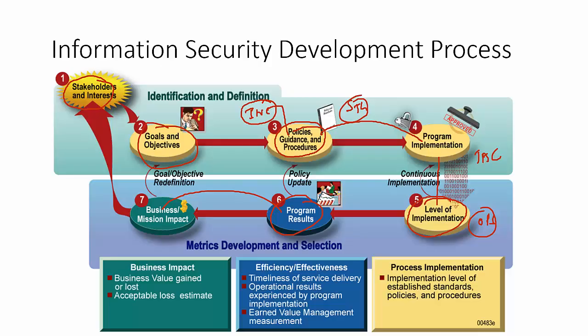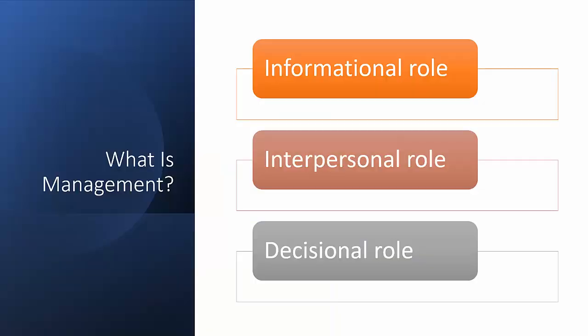So the first step is strategy. Then based on the strategy, we create a policy. Based on the policy, we have a program. Then we implement the program, and then we measure the program result with the help of metrics. So in governance, we basically have 3 types of roles, which are called management roles, because management is a process of achieving the objectives.